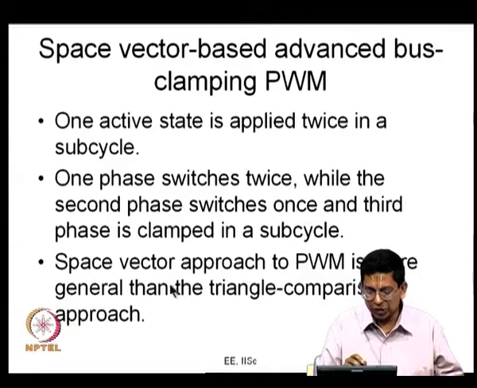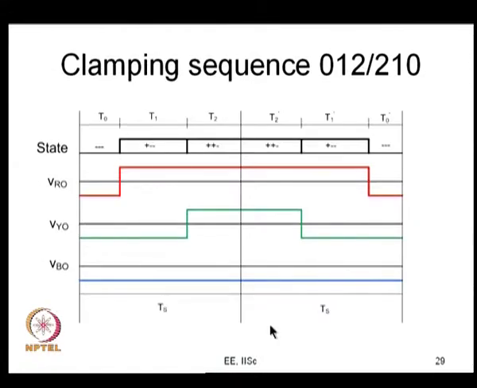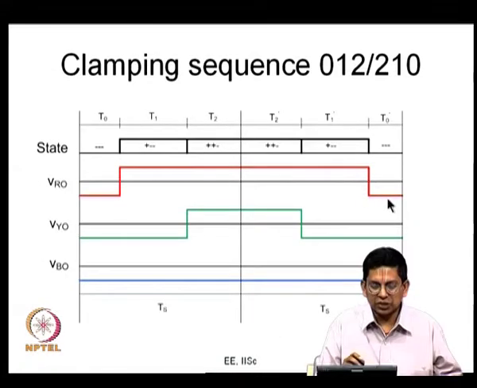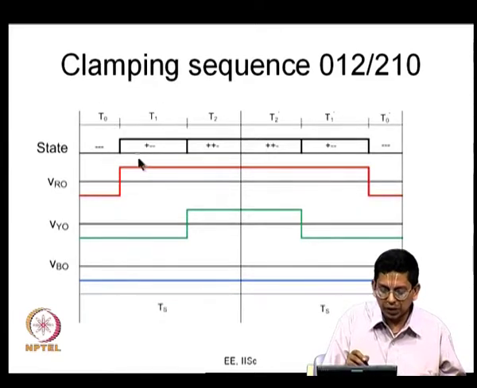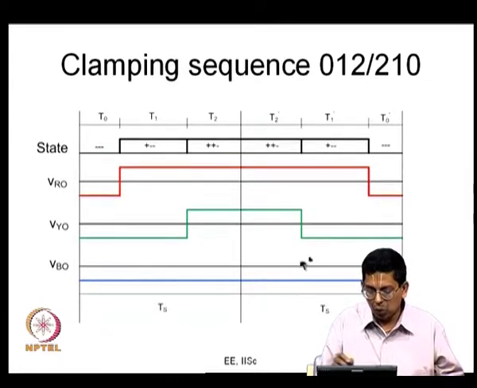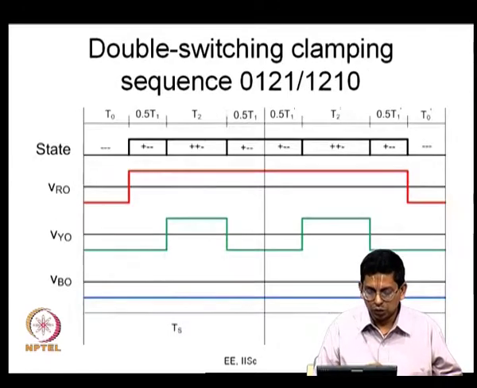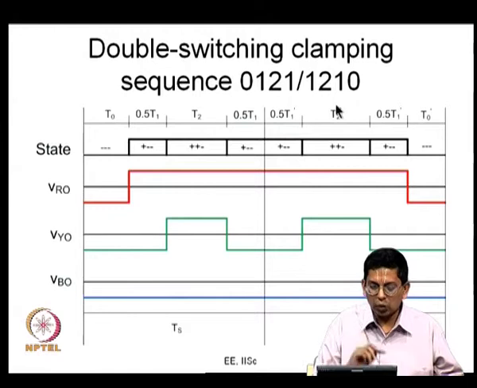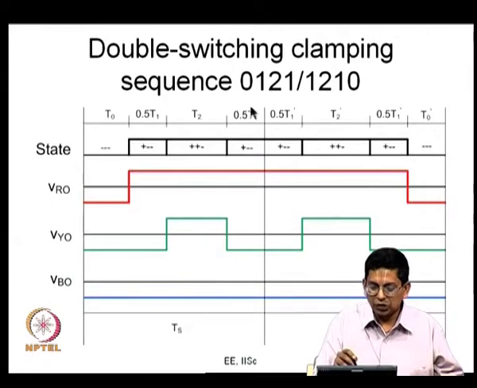Now we are going to say the space vector approach is more general than the triangle comparison approach, which is what we are going to bring out now. So, this is your clamping sequence. Just start with that clamping sequence where you are applying 0, 1, 2: minus minus minus, plus minus minus and plus plus plus. So, you have VRO switching like this, this is VYO, and this is VBO, which is always equal to minus VDC by 2. So, now this is 0, 1, 2, 1 and 1, 2, 1, 0.